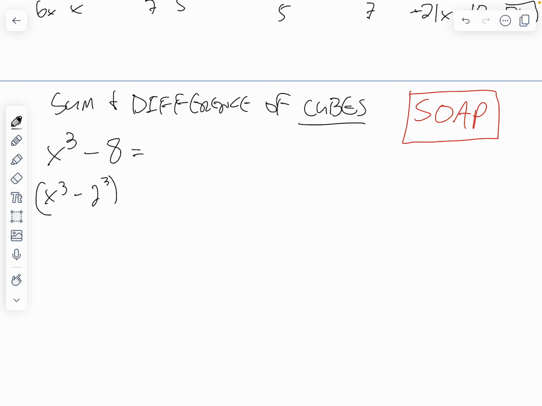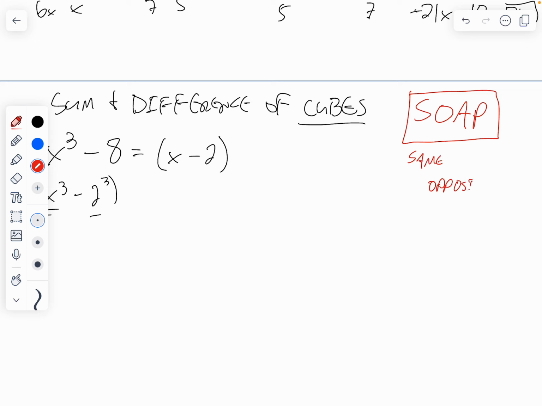So what I'm going to do here, so I have x cubed and 2 cubed. So the first thing I'm going to do is I'm going to write down x minus 2. You can get into some deep reasons why this works. It has to do with synthetic division and finding zeros of polynomials, but that's stuff that we haven't done yet probably, so we'll do it later in the year. But what the S stands for is same. The O stands for opposite. And the AP stands for always positive.